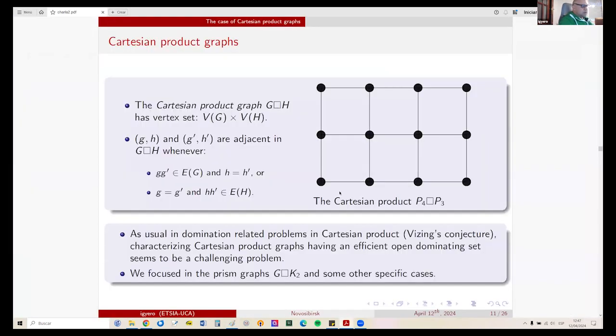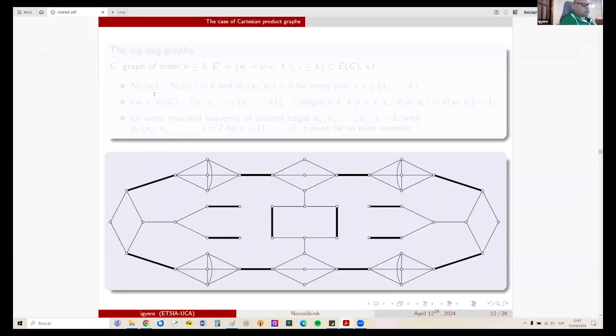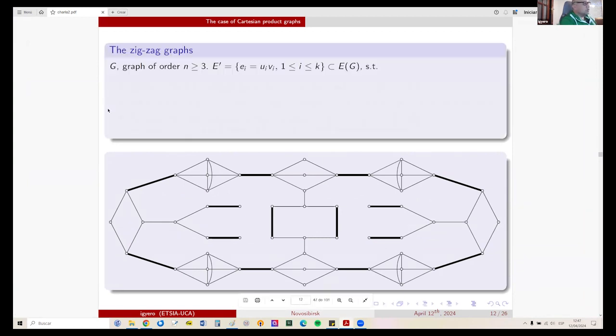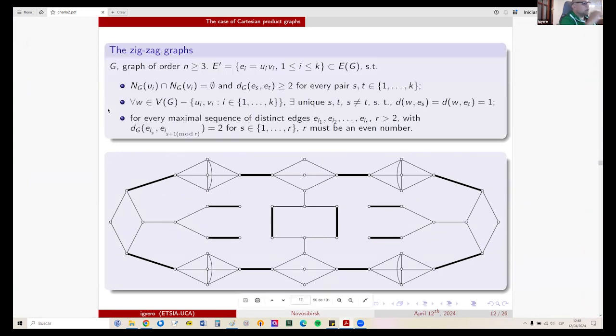So with this in mind, we were observing that we need to define some family of graphs, which we call zigzag graphs. What is a zigzag graph? Well, it's a graph having this property; here is an example. It's a graph of order at least 3, and in this graph there will be a set of edges, which I will call E prime, denoted in this way: E1, E2, E3, and so on till EK.